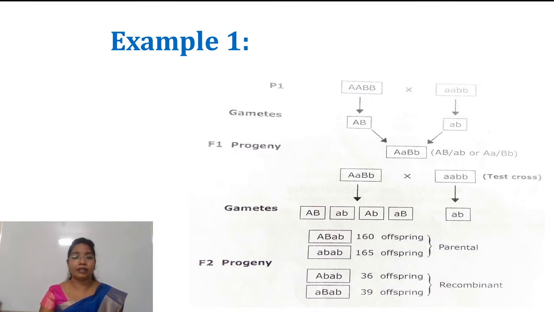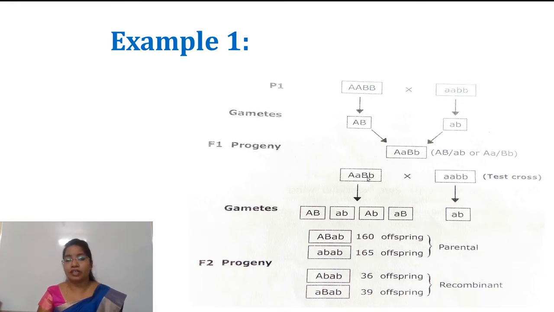Let's take an example for the 2-point test cross. Here there are two parents, both homozygous. Capital A, capital B, homozygous dominant, is crossed with small a, small b, homozygous recessive. So the gametes are capital A, capital B and small a, small b. As usual, the F1 generation is capital A, small a, capital B, small b. It is the hybrid condition.